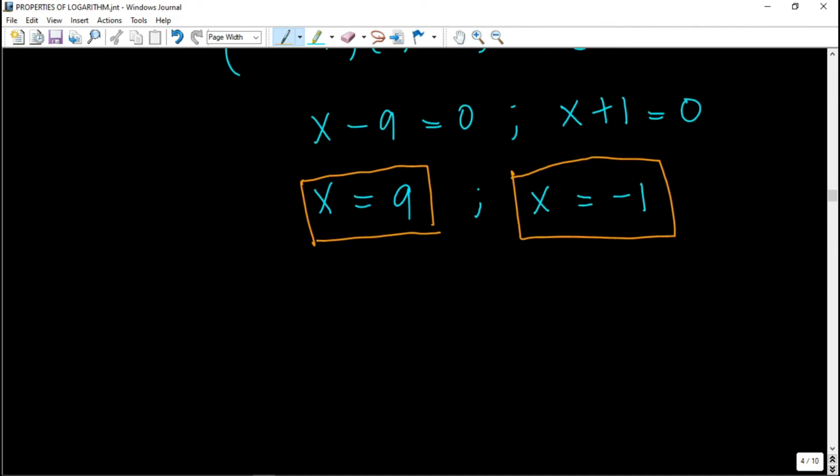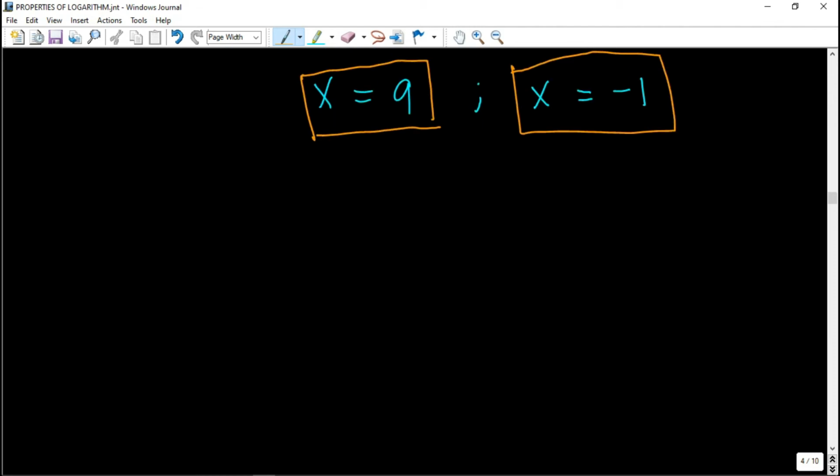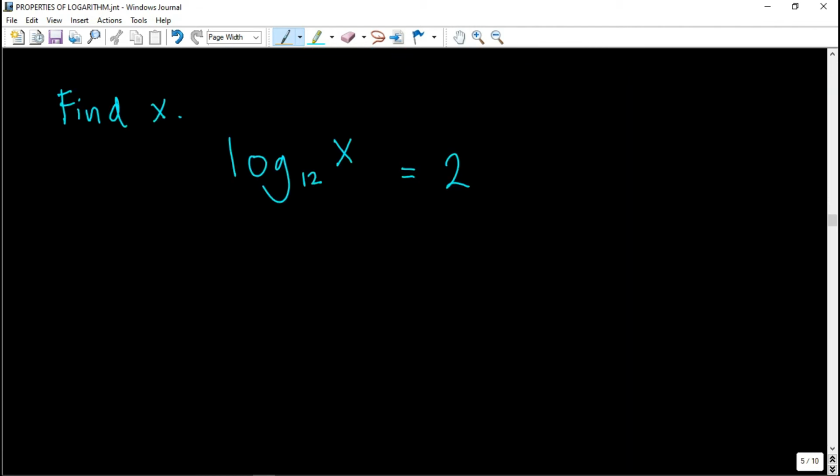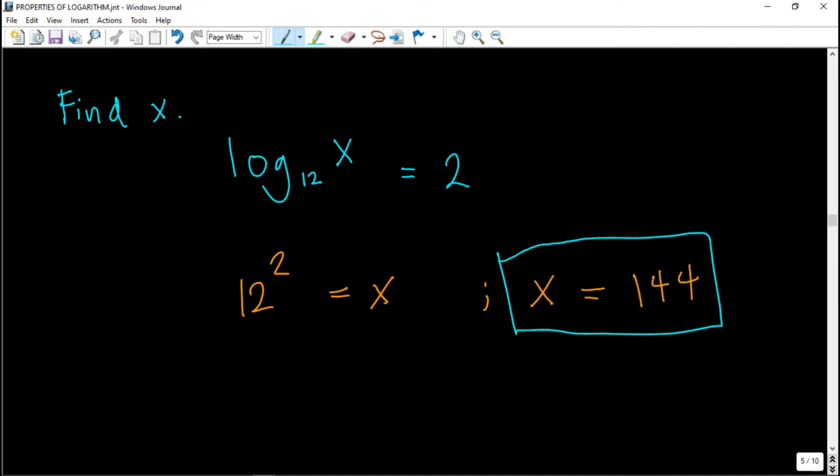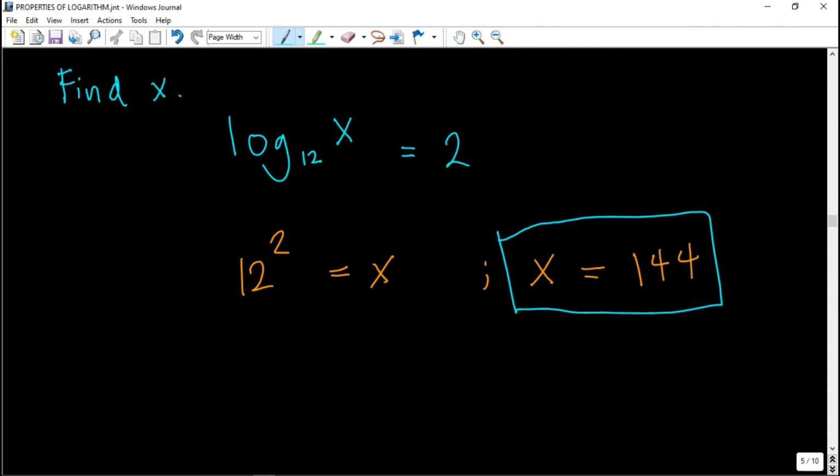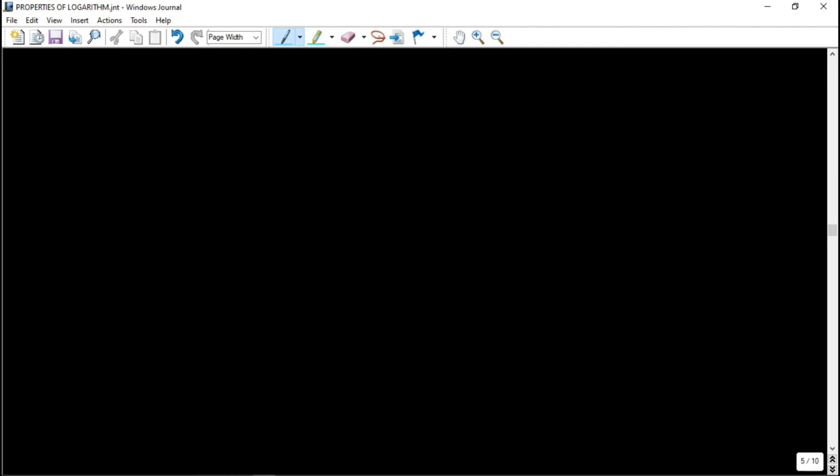Let's proceed to the fourth problem. Find the argument x. What should be the equivalent if you raise 12 to 2? That is basically 12 squared equals x. Therefore, x is 144. Let's proceed to our next problem.